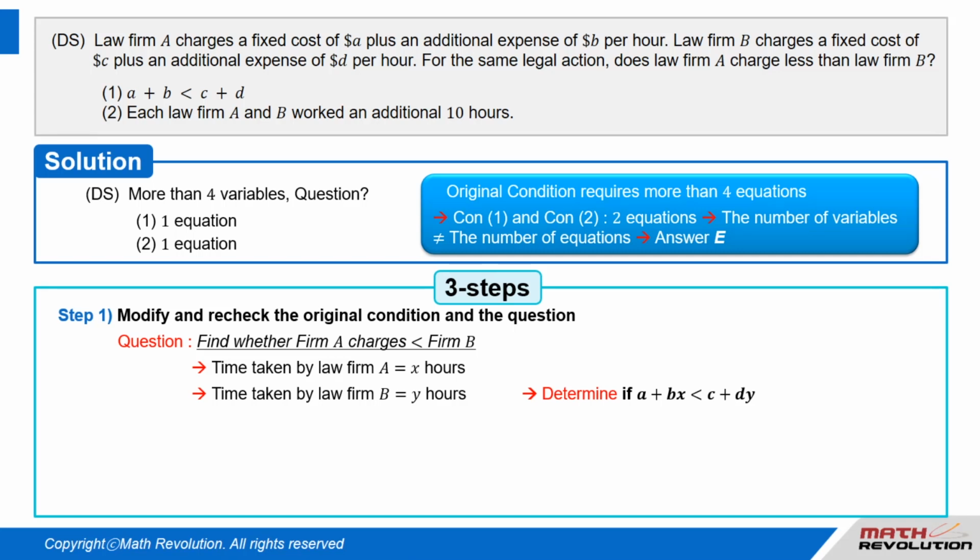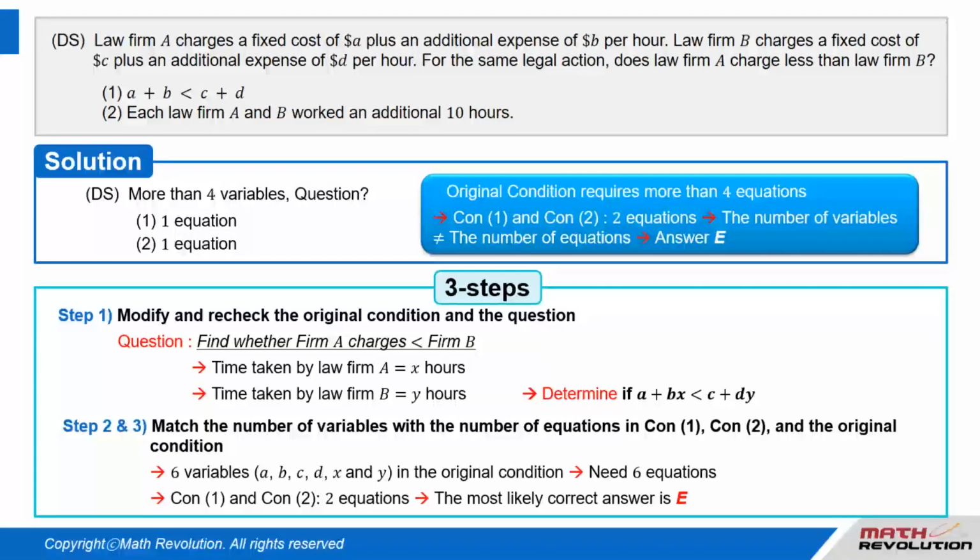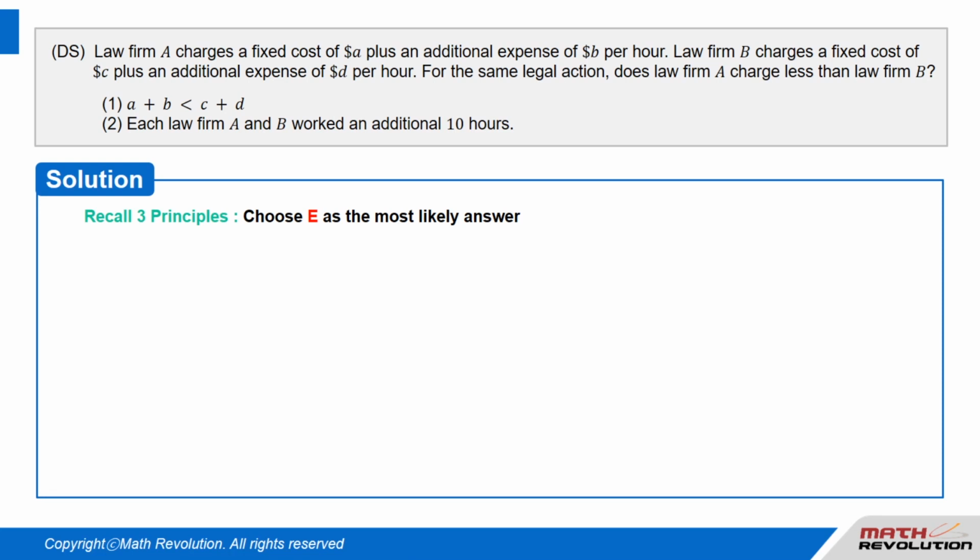You should first check what the question is asking. This is a modification, which is the first step of the variable approach. Follow the second and the third step. From the original condition, we have 6 variables: A, B, C, D, X, and Y. To match the number of variables with the number of equations, we need 6 equations. Since conditions 1 and 2 will provide 1 equation each, E would most likely be the answer. Recall 3 principles and choose E as the most likely answer.